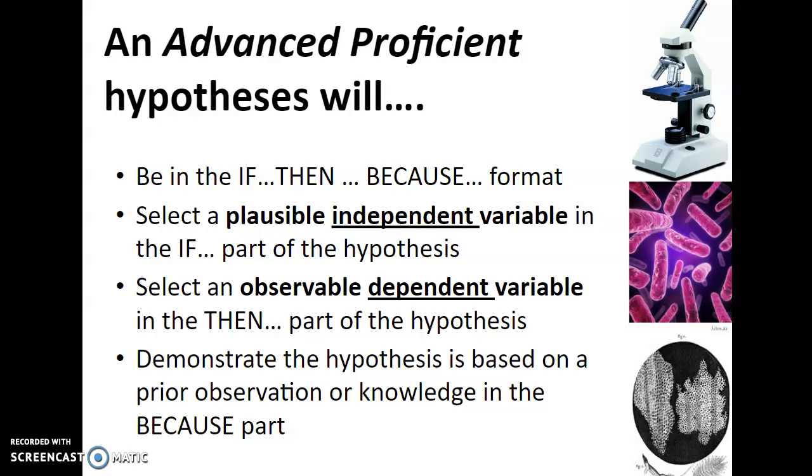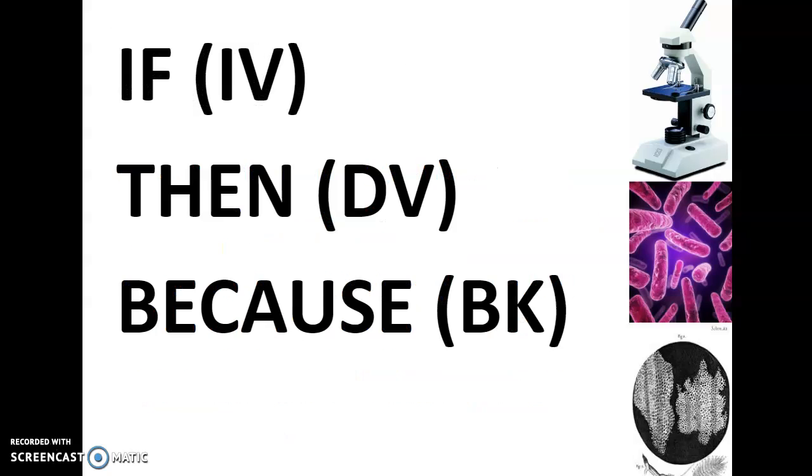So for those who may not remember, an independent variable is the part of the experiment that you would change. The dependent variable is the part of the experiment that you would measure. And then obviously, after the because part, you would put your prior knowledge or observation. And if you're still a little confused, that's okay. We're going to go into practicing these, so hopefully that'll clear some things up for you.